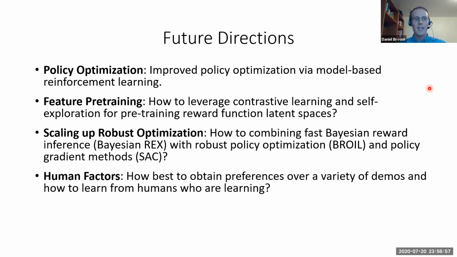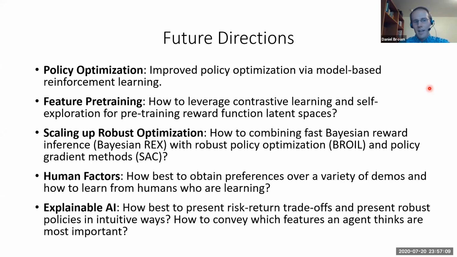And I think there's lots of interesting human factors problems as well, such as what's the best way to obtain these preferences over a variety of demonstrations, and if we're able to actually learn from humans by watching them if they're learning at a task. And I think a lot of work also revolves around this problem of explainable AI, where a lot of times a risk-averse policy might be kind of hard for a human to understand why this is a robust policy. So I think looking at intuitive ways for agents to explain their belief distributions and to convey these risk-return trade-offs to a human is really important if we want to have these systems that can be trusted in the real world.